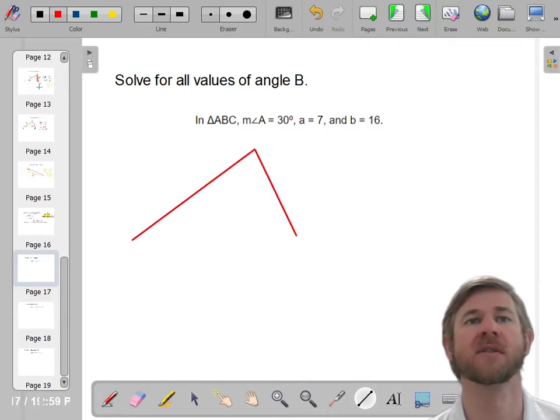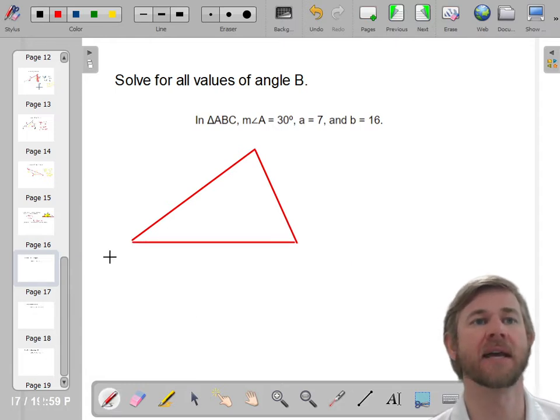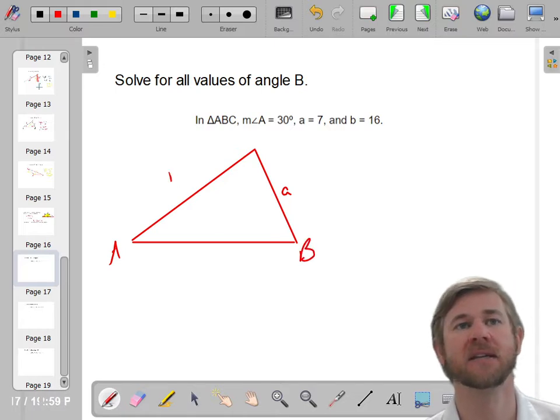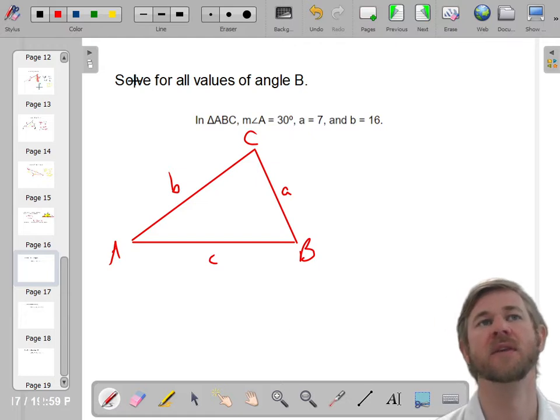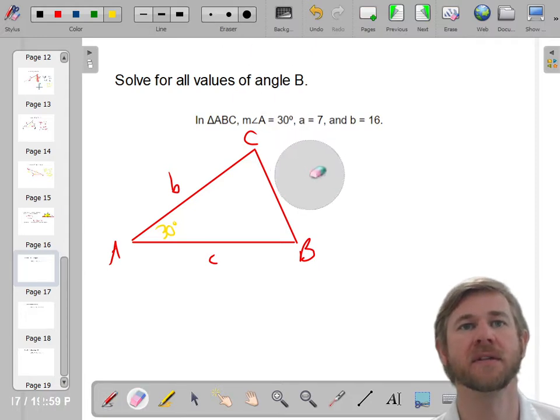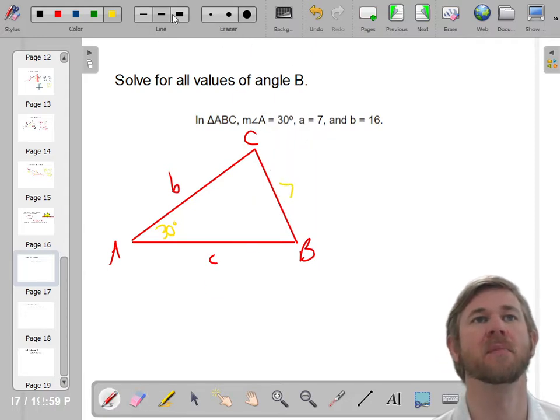You need to remember that when you draw the picture, if I call this angle A, then across from that has to be little a. This is angle B, this has to be little b, and across from angle C has to be little c. So the information they're giving me is angle A is 30 degrees, little a is 7, so I'm going to erase that and make that a 7, and little b is 16.